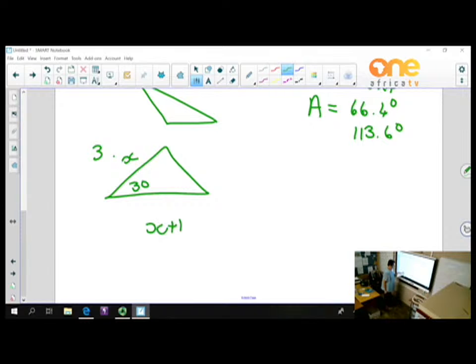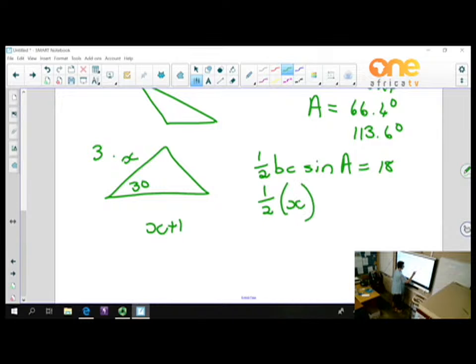Okay. Now, what they say is the area is 18 square centimeters. So again, half BC sine A, and in this case, it is 18 square centimeters. So a half, just going to work with algebra. X plus 1 sine 30 degrees is equal to 18. Okay, we need to find x now. So if you press your calculator, then you will see sine 30 is a half.